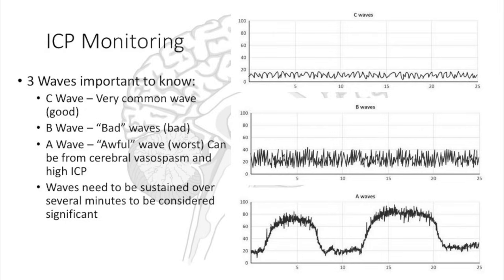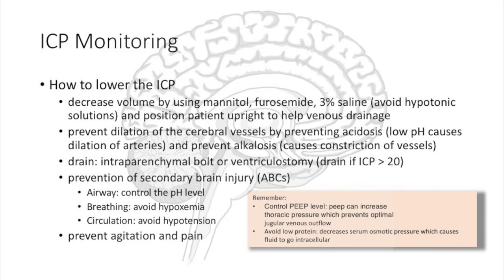Lowering the ICP includes using mannitol, furosemide, and preventing dilation of the cerebral vessels by preventing acidosis. This acidosis causes dilation, and you also prevent alkalosis, which causes constriction. So you have to really keep them in the middle and maintain their pH at appropriate levels. Your drain can be through an intraparenchymal bolt or ventriculostomy. When you're monitoring the drain, you want to drain the ICP drain if the ICP is greater than 20.